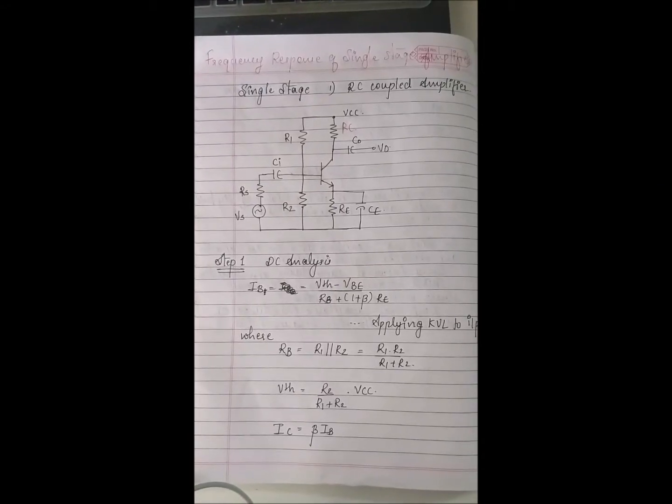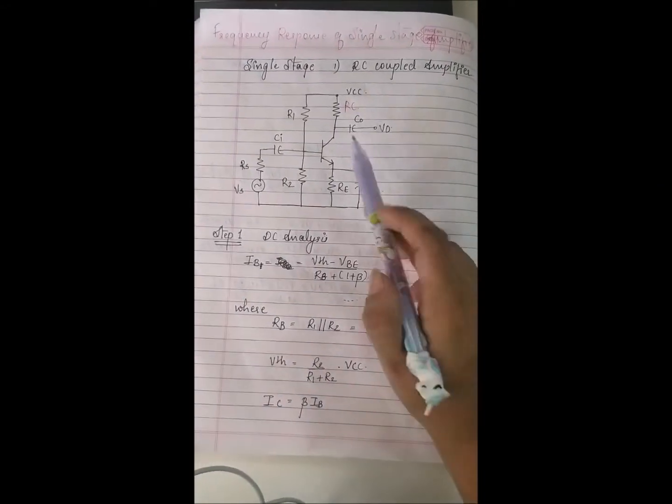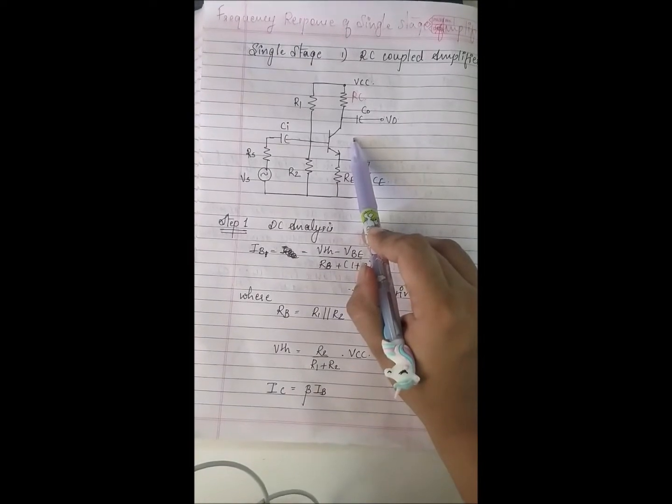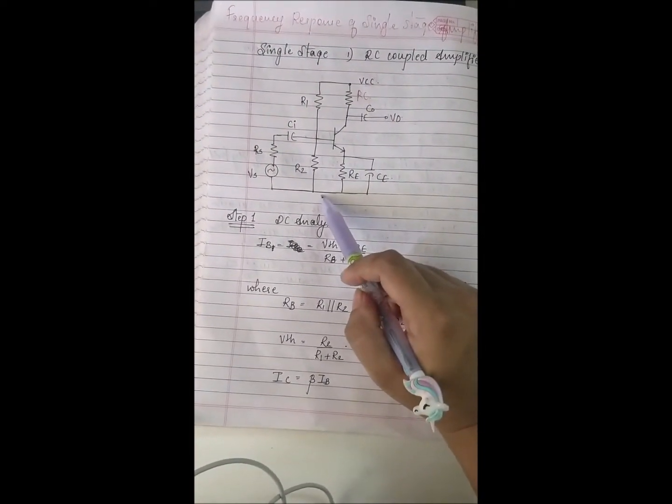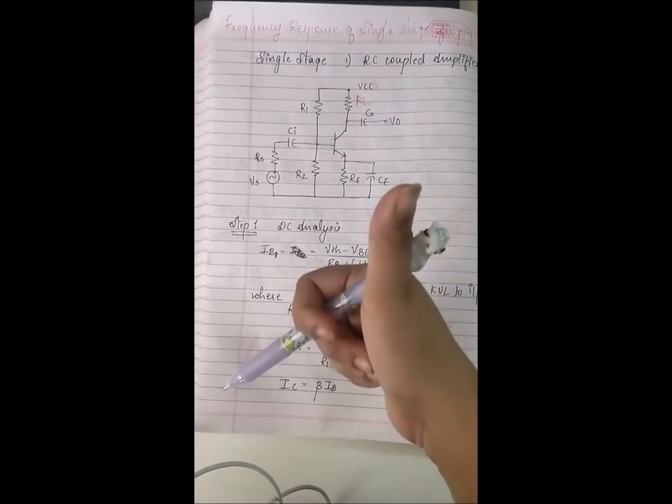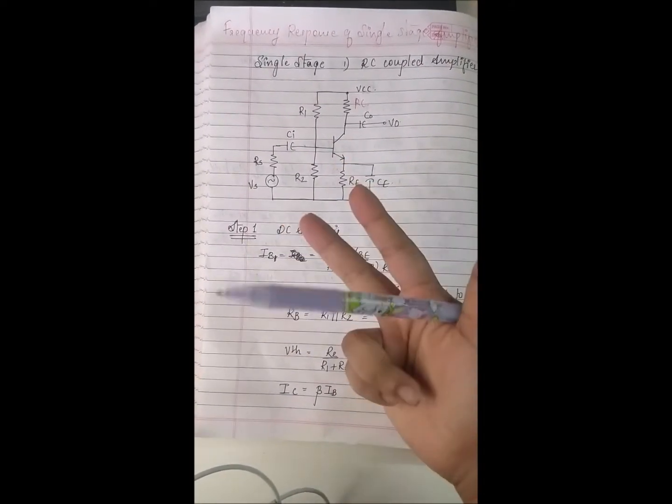Frequency response of single stage amplifier. So this is a diagram of a single stage amplifier, which is an RC coupled amplifier. To get the frequency response of the single stage amplifier, we need to calculate the low frequency response, mid frequency response, and the high frequency response.